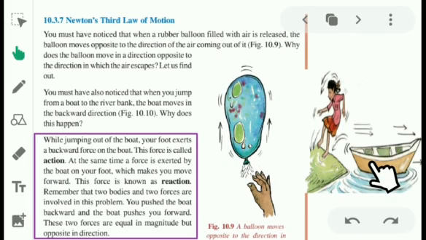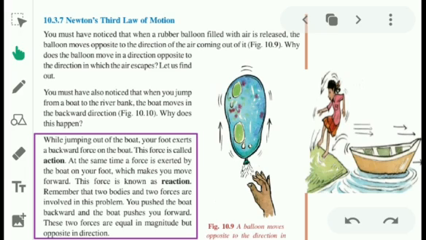Another example: a person jumps from the boat to the shore. The boat moves backward and the person moves forward. The person pushes the boat in the backward direction, and the boat pushes the person in the forward direction. The person pushes the boat in the backward direction; this is action. And the boat pushes the person in the forward direction; this is reaction. Here the action and reaction are equal and opposite, but they act on two different bodies.